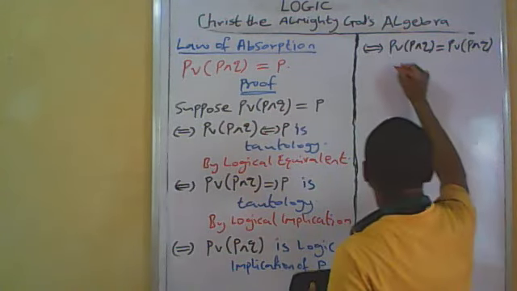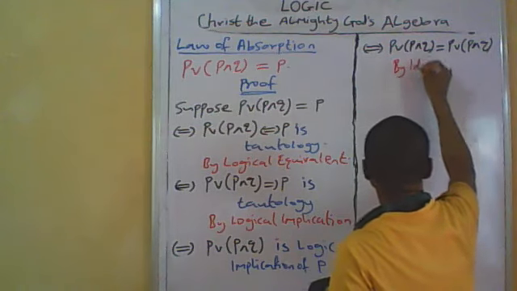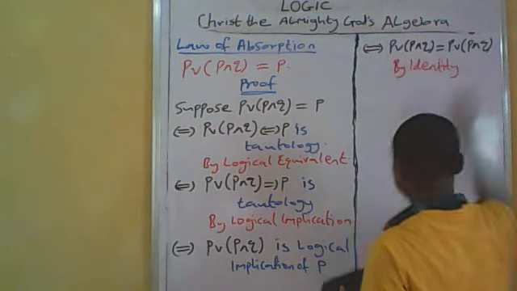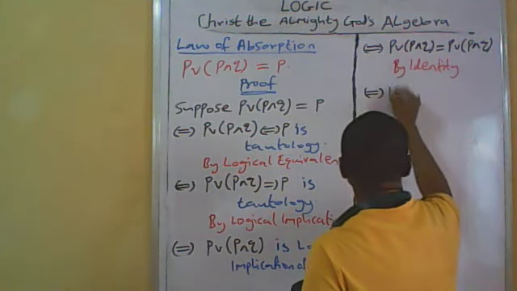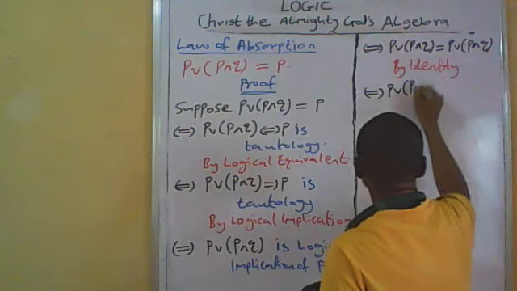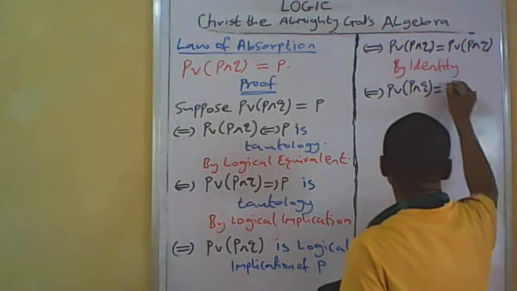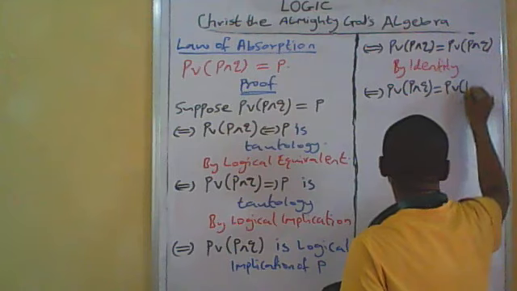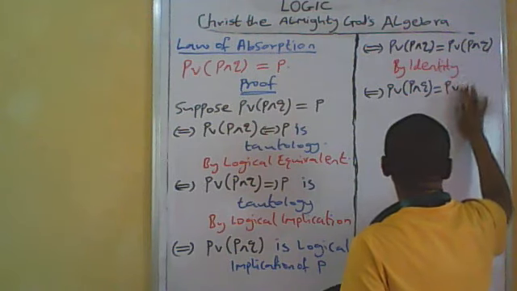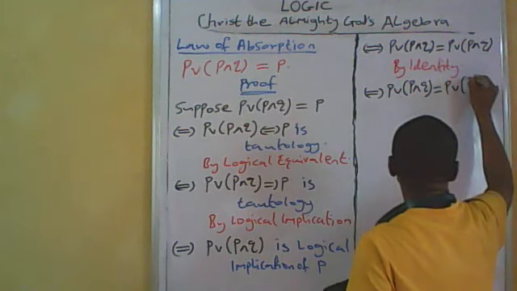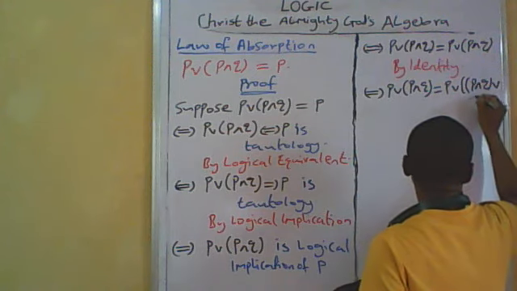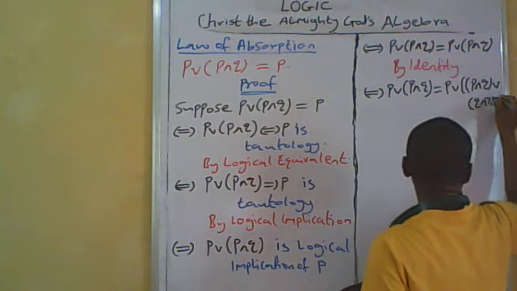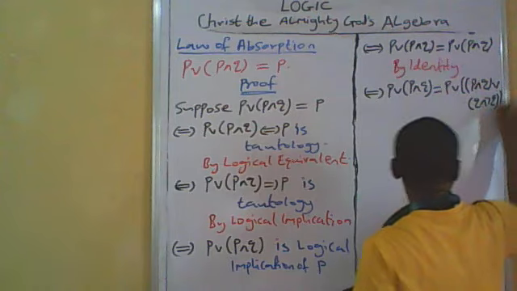Being justified by identity. So if and only if P or (P and Q) is equal to P or (P and Q) or (Q and not Q).